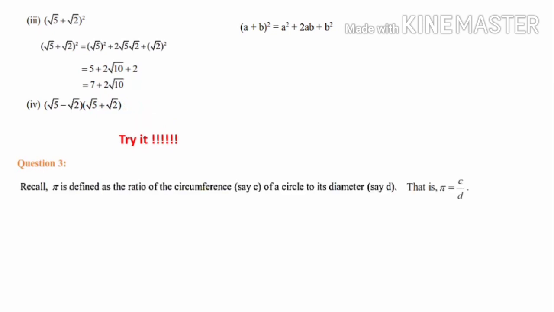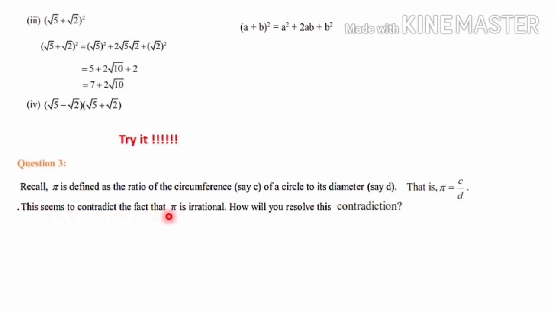Question number 3. Recall, pi is defined as the ratio of the circumference, say c, of a circle to its diameter, say d. That is, pi is equal to c by d. This seems to contradict the fact that pi is irrational. How will you resolve this contradiction?